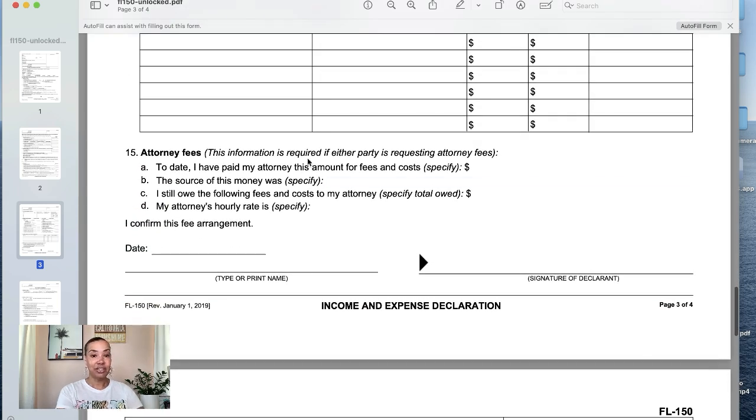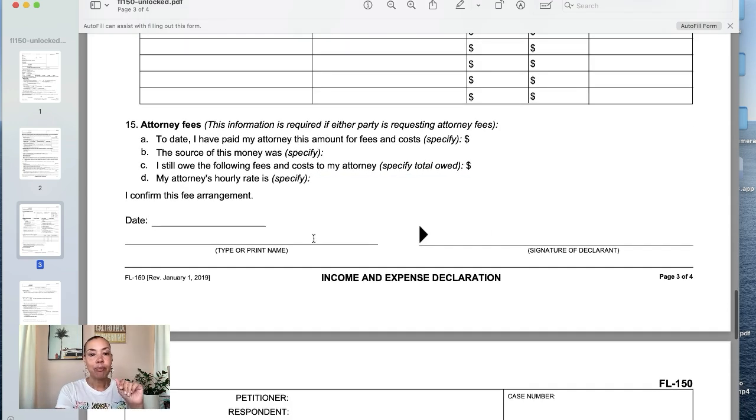So then attorney's fees, you're going to list your attorney's fees, how much you've paid your attorney. Where did you get the money for your attorney from? What do you still owe your attorney? What your attorney's hourly rate is. You notice I keep saying attorney because a legal document assistant and a mediator are not an attorney. Just attorneys. You're going to print your name, date, and sign this form as well.